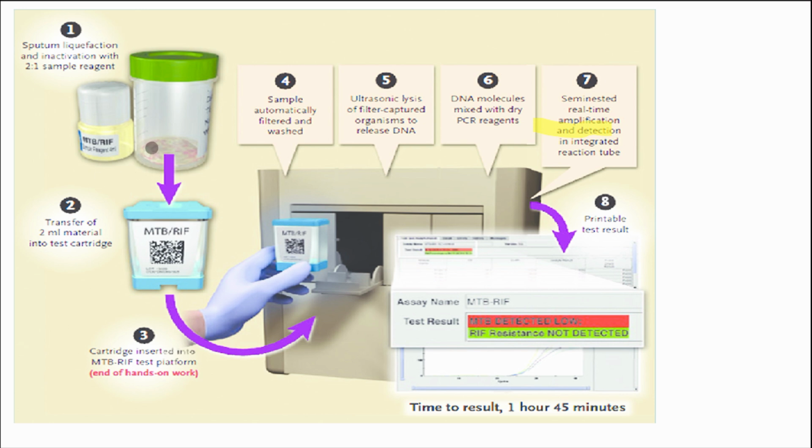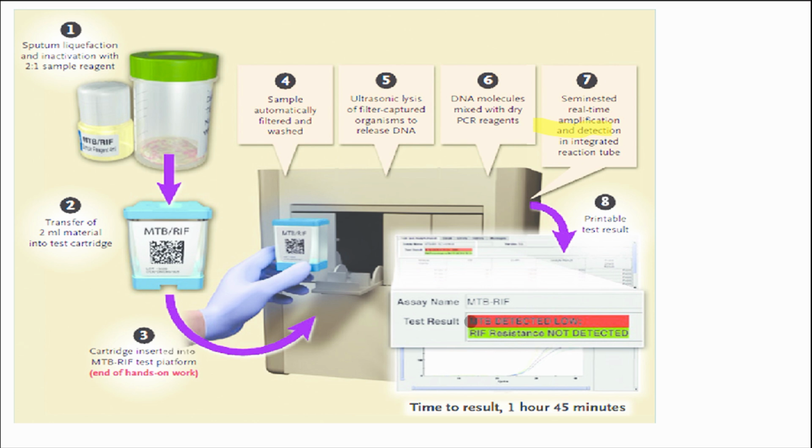So in CBNAAT, look here, this is the container which contains the sample, and this is the sample reagent. You need to mix it with this sample and after that transfer it to this cartridge, and this cartridge should be put into this machine, and within the machine there will be the ultrasonic lysis of that organism which contains the DNA, and in the second step there will be PCR, that is polymerase chain reaction, and after that in the report you will get two things.